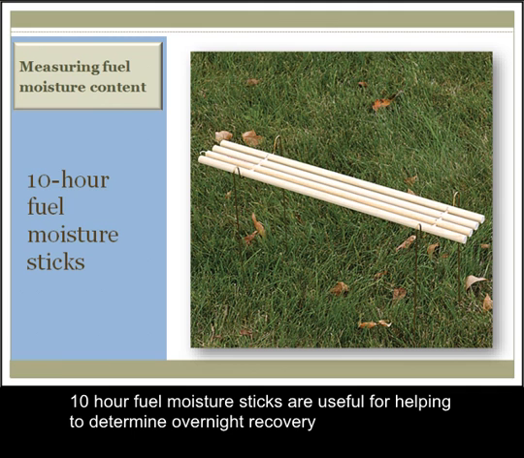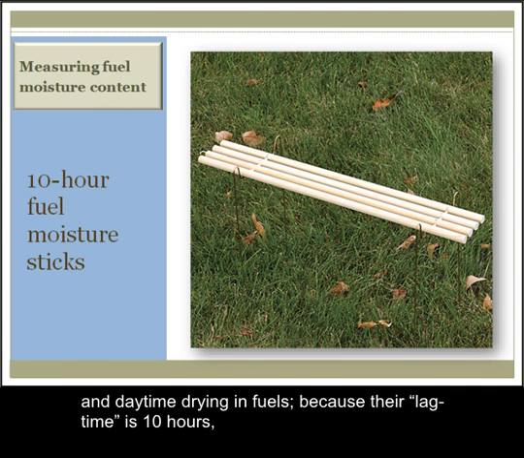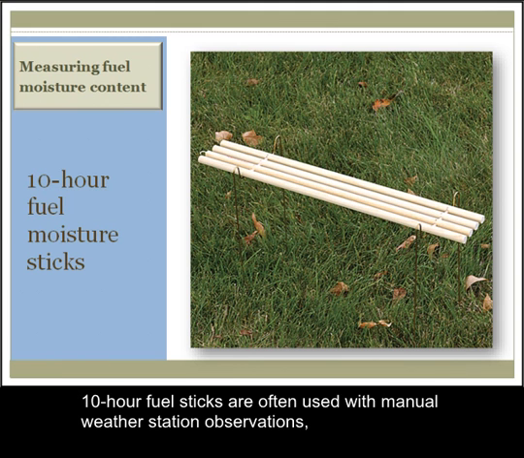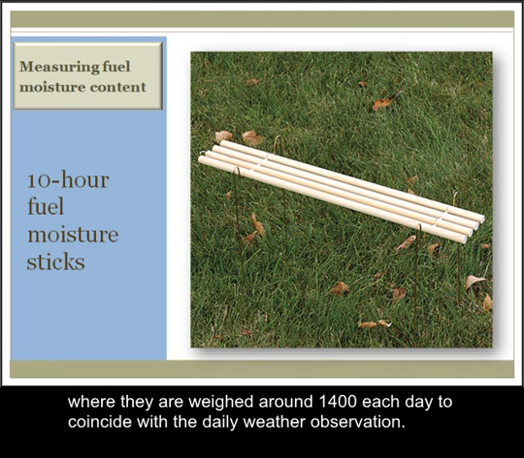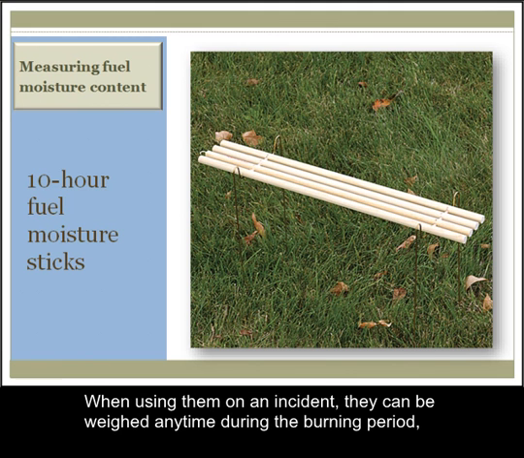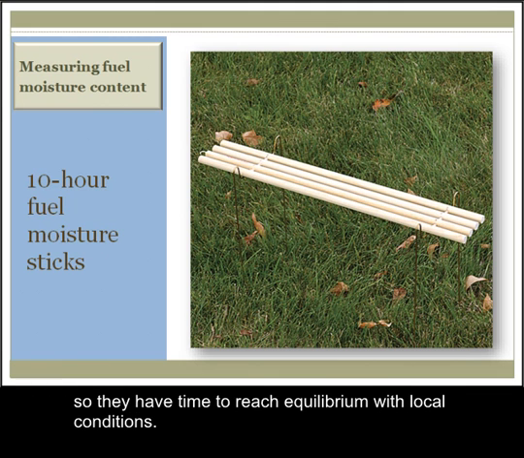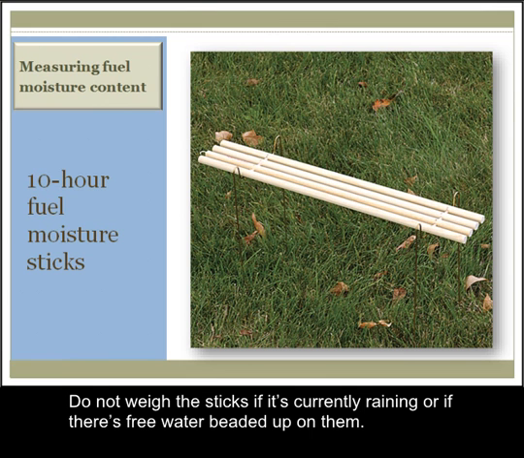10-hour fuel moisture sticks are useful for helping to determine overnight recovery and daytime drying in fuels. Because their lag time is 10 hours, they only need to be measured once or twice a day. 10-hour fuel sticks are often used with manual weather station observations, where they are weighed around 1,400 each day to coincide with a daily weather observation. When using them on an incident, they can be weighed any time during the burning period, but be sure to place them in representative fuels several days ahead of your intended observations, so they have time to reach equilibrium with local conditions. Do not weigh the sticks if it's currently raining, or if there's free water beaded up on them.